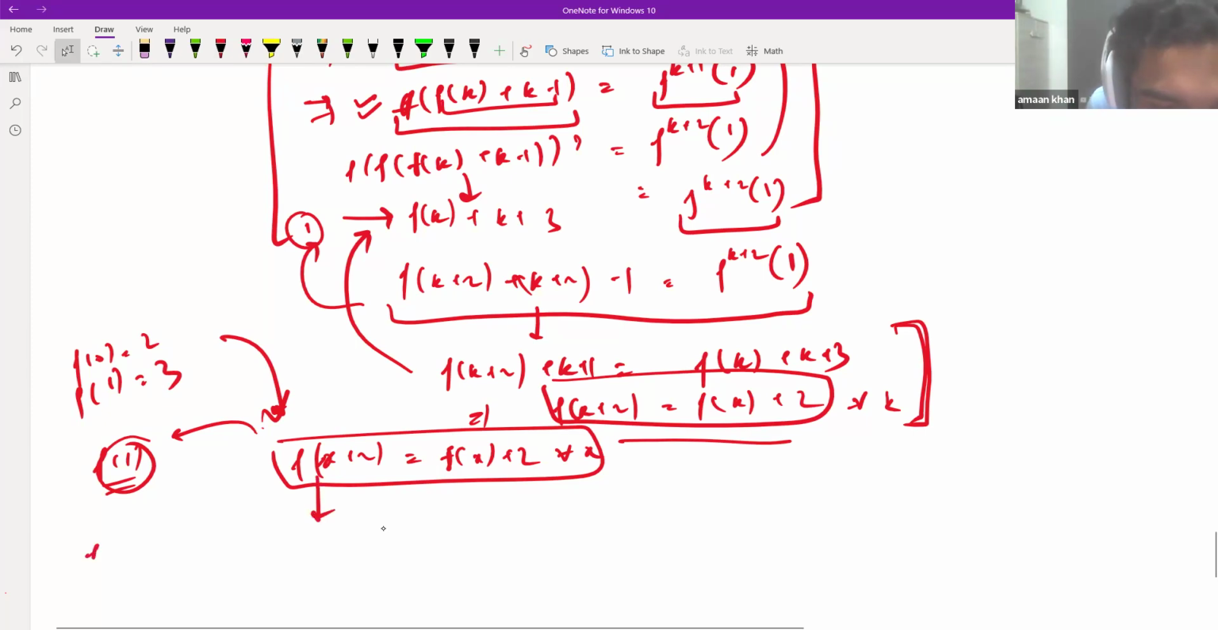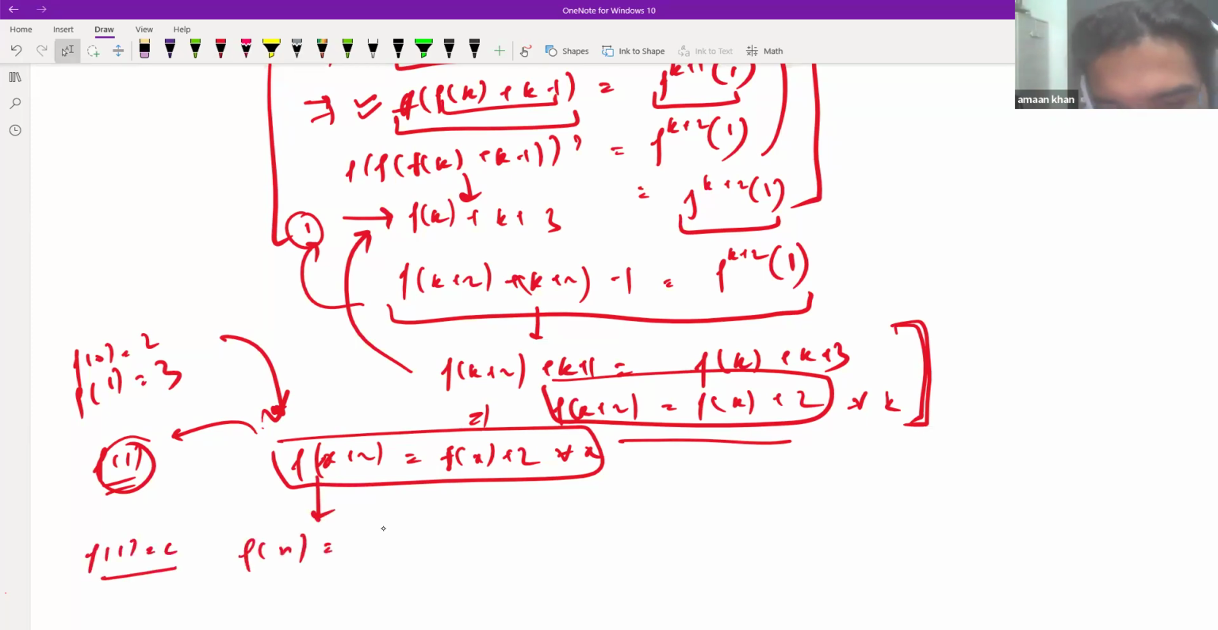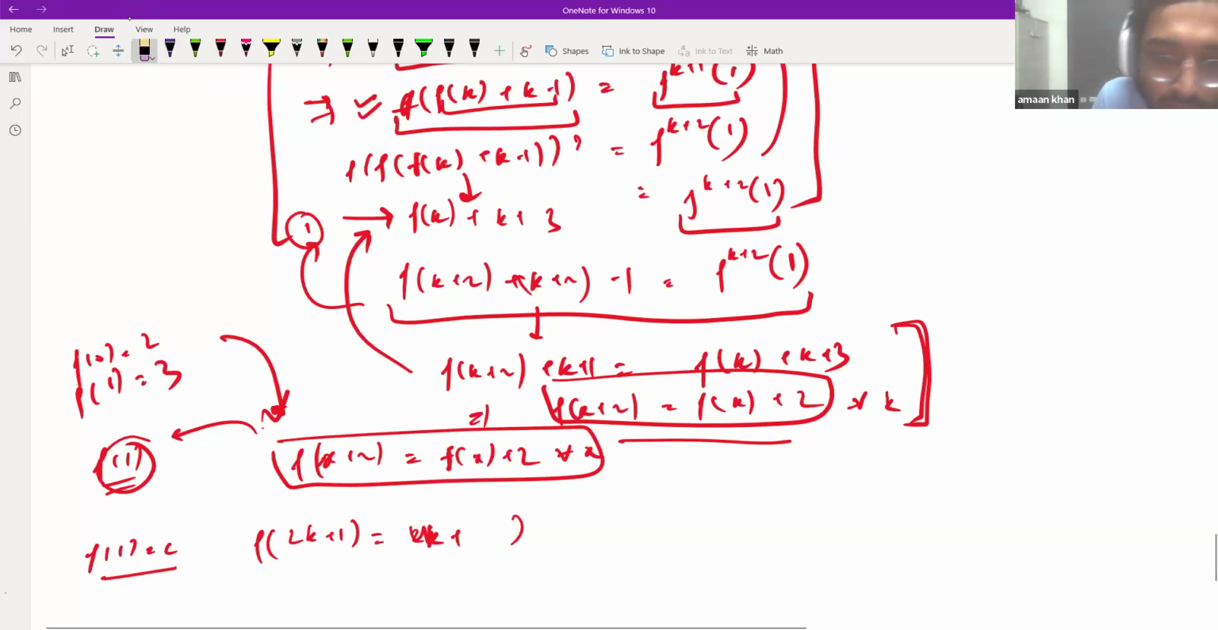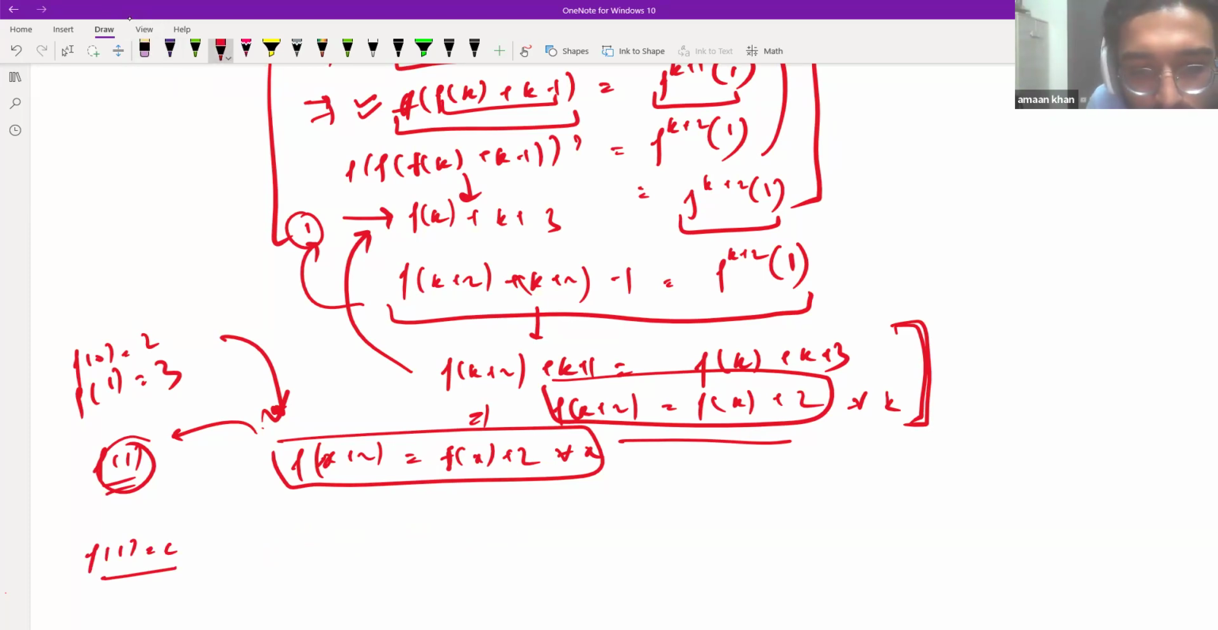In fact, suppose f of 1 is c, then you have f of n is, sorry, f of n is n plus 2. Wait, what is it? Let's just work it out. Okay, so f of 2k plus 1 equals 4k plus, no, wait. f of n is n plus f of 1.